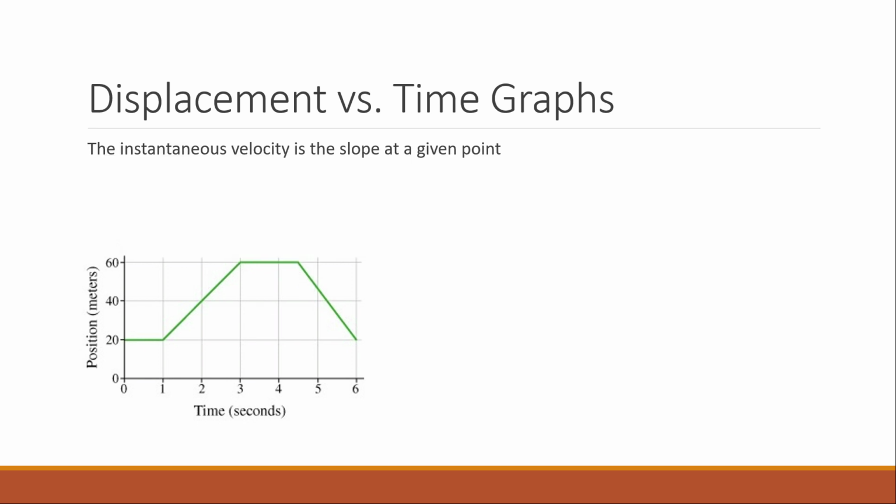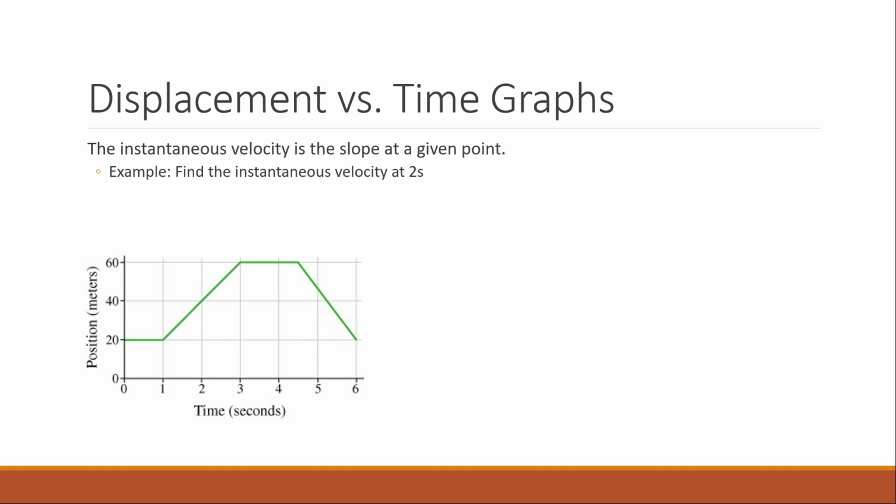We can also determine the velocity from a displacement time graph. Since velocity, by definition, is the rate of change of displacement, we can determine the instantaneous velocity by finding the slope at any given point, because the slope is a measure of the rate of change of whatever graph you're using. So if I was to find the instantaneous velocity at 2 seconds, I would want to determine this by determining the slope at 2 seconds.